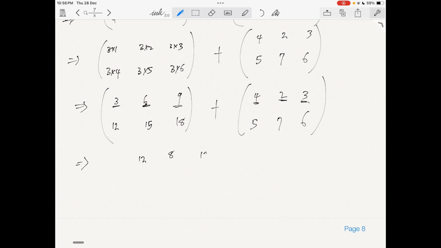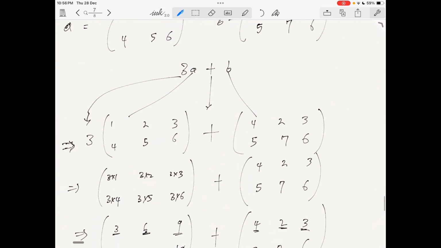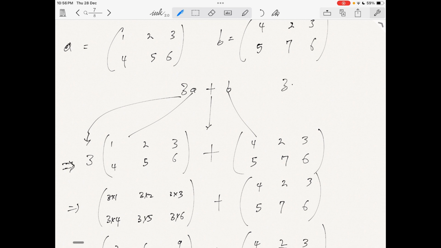12 plus 5, we have it to be 17. 15 plus 7, we have it to be 22, and 18 plus 6, we have it to be 24. It can also be division, and it can also be subtraction. So let's say 3a minus b can also be done. It can be 2a minus 3b, and the questions can come in any format.